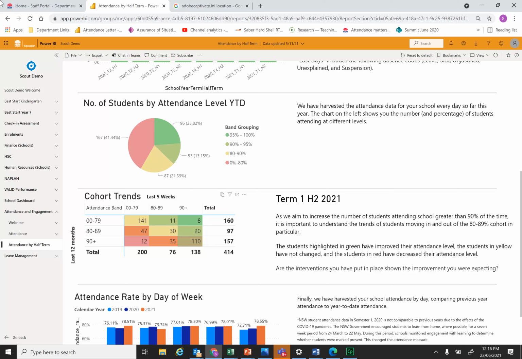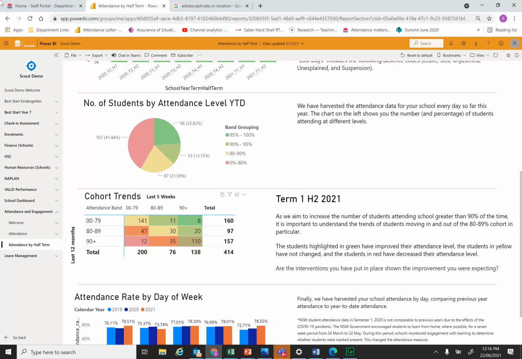We'll then move to the next two that take a little bit more time to unpack. So we're looking at 95% to 100%. Here we've got 96 of our students, or 23%. And the reason these are separated while they're both green is that 95% plus is where we expect all students to be. 90 to 95 is our proactive area where we need to be encouraging better attendance. So we've got 53 students sitting there, or 13% of the school.